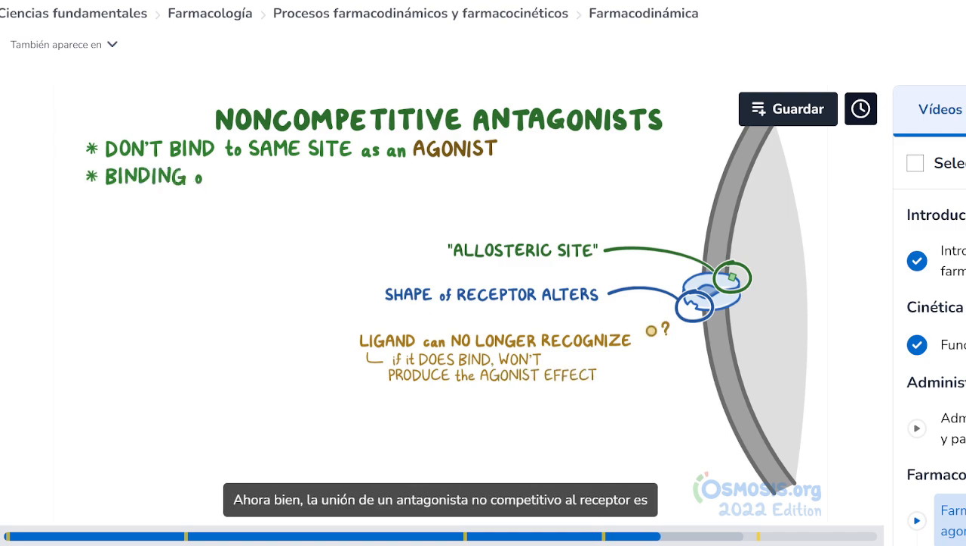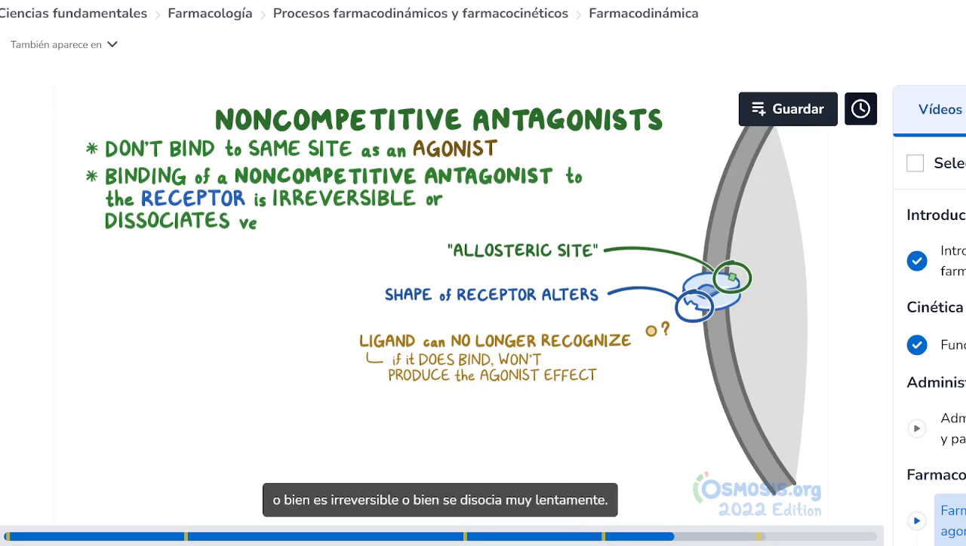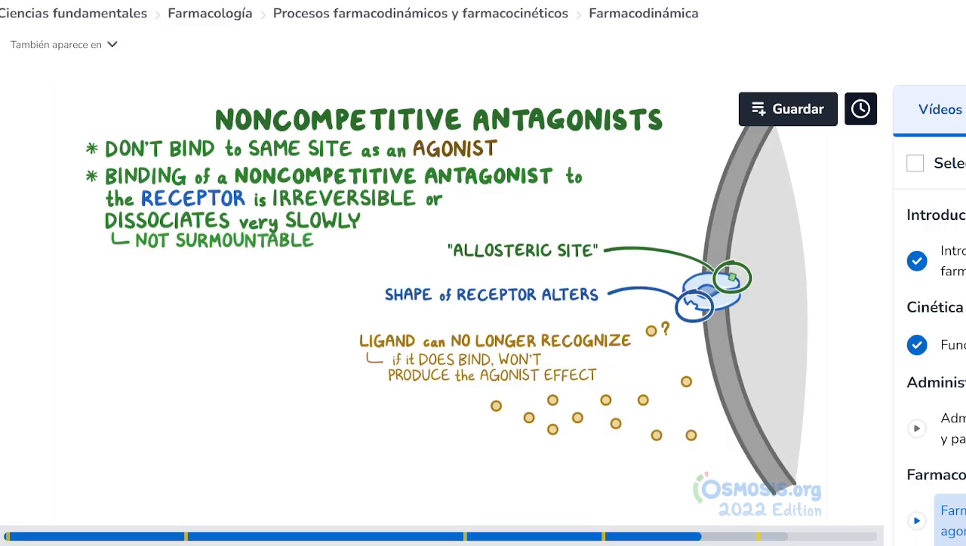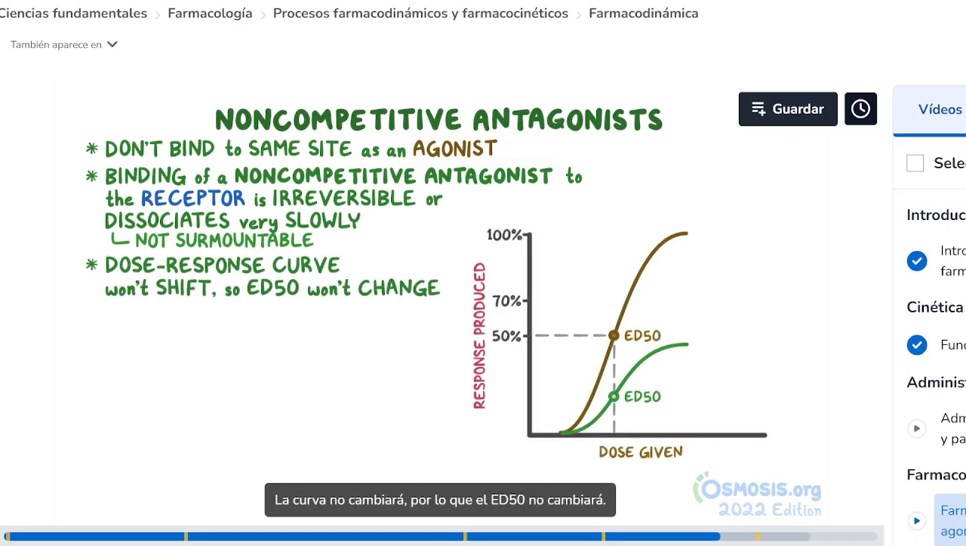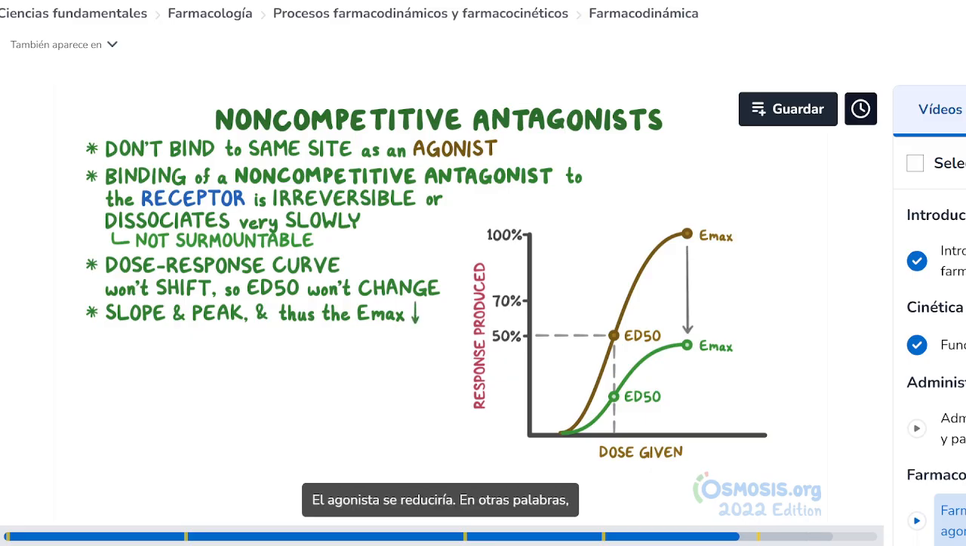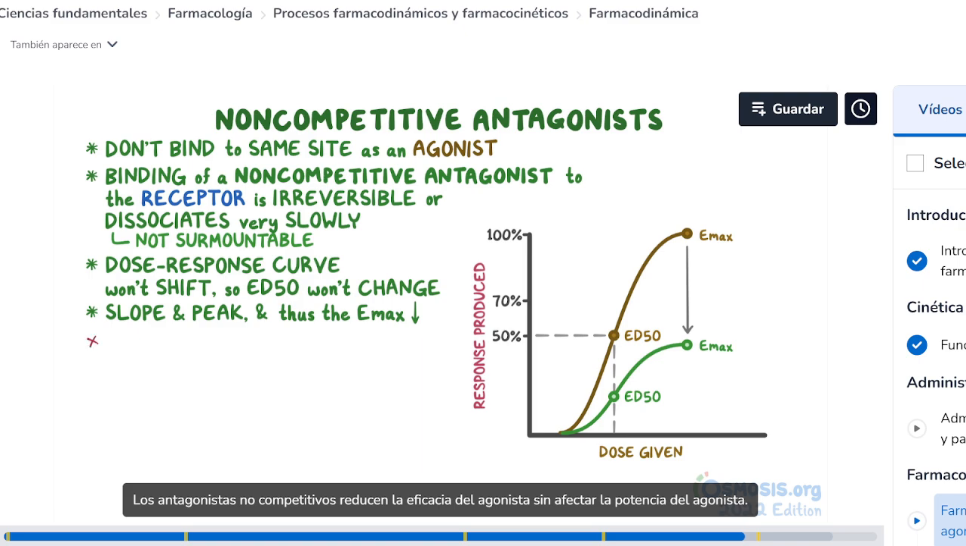Now, binding of a non-competitive antagonist to the receptor is either irreversible or it dissociates very slowly. This means that the receptor will not activate no matter how many agonists are around. In other words, this type of antagonism is not surmountable. What we see on a graph is that the dose-response curve won't shift, so the ED50 won't change, but the slope and peak, and thus the maximal effect Emax that can be achieved by any dose of an agonist would be reduced. In other words, non-competitive antagonists reduce agonist efficacy without affecting agonist potency.